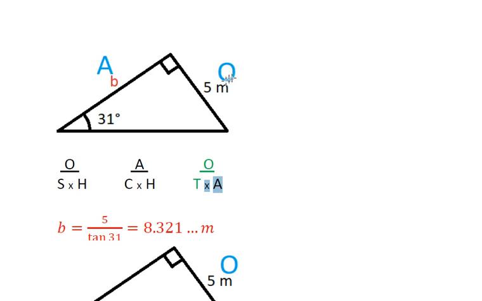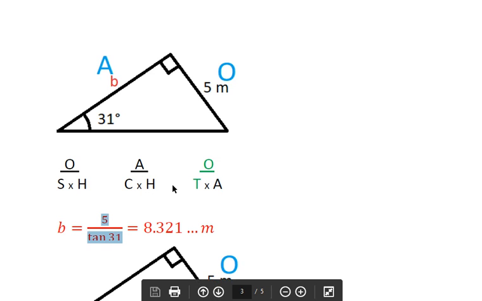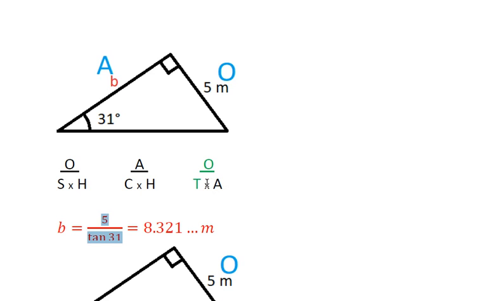So O is 5 meters, so you write down 5. We're trying to work out what B is. You just look at this little bit here, 5 over 10, 31 at the moment. And so according to our magic formula, we cover up the times A, we've got O over T. So O is 5 over tan.